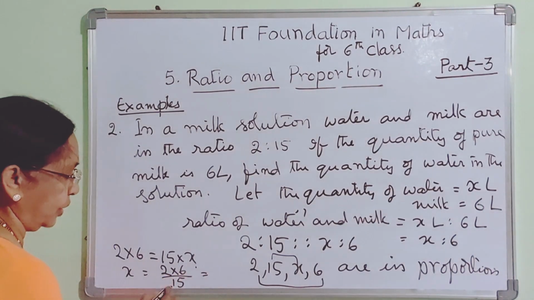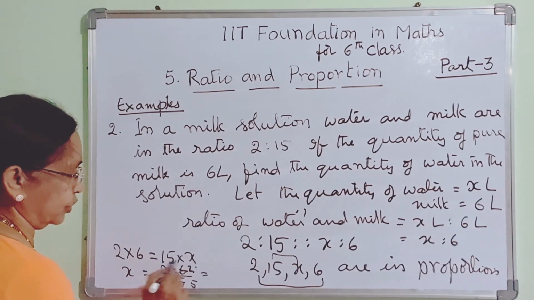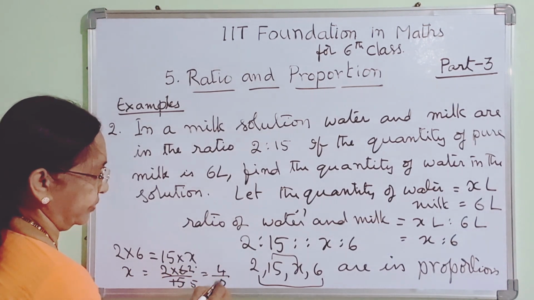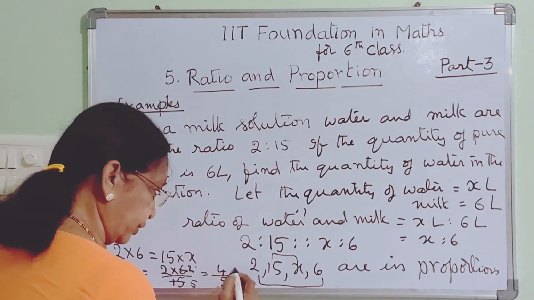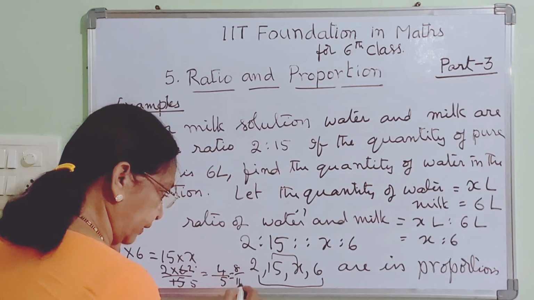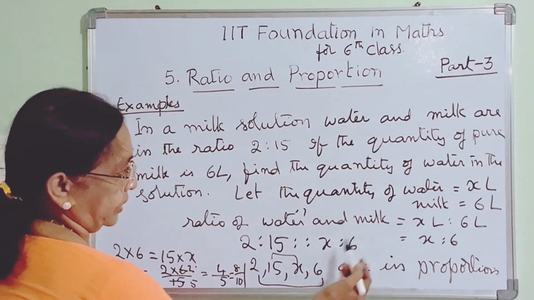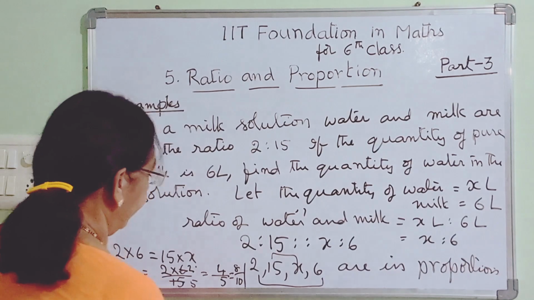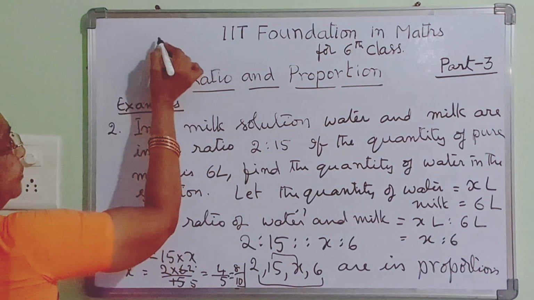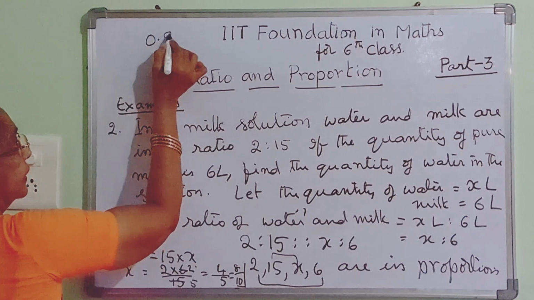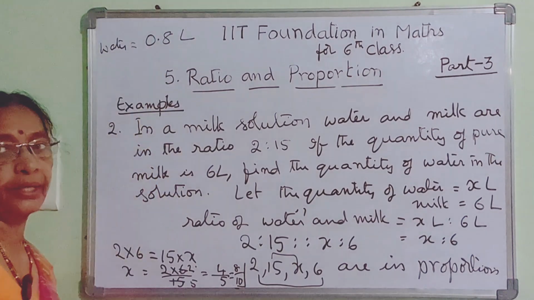That is equal to 3 5s, 3 2s 6, 2 2s 4 by 5. Or this can be written with denominator 4 into 2 is 8, 5 into 2 is 10, 8 by 10. What is x? The quantity of water. Therefore the quantity of water is equal to 8 by 10 liters, which is 0.8 liters. Therefore water is equal to 0.8 liters.